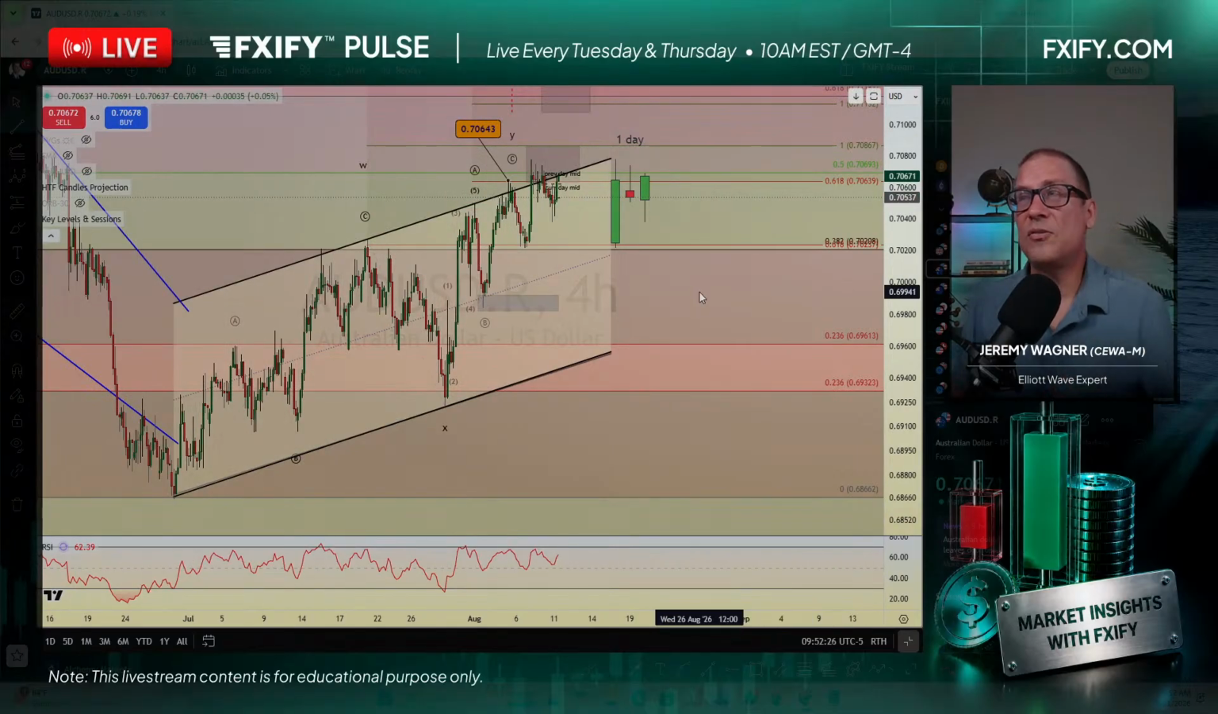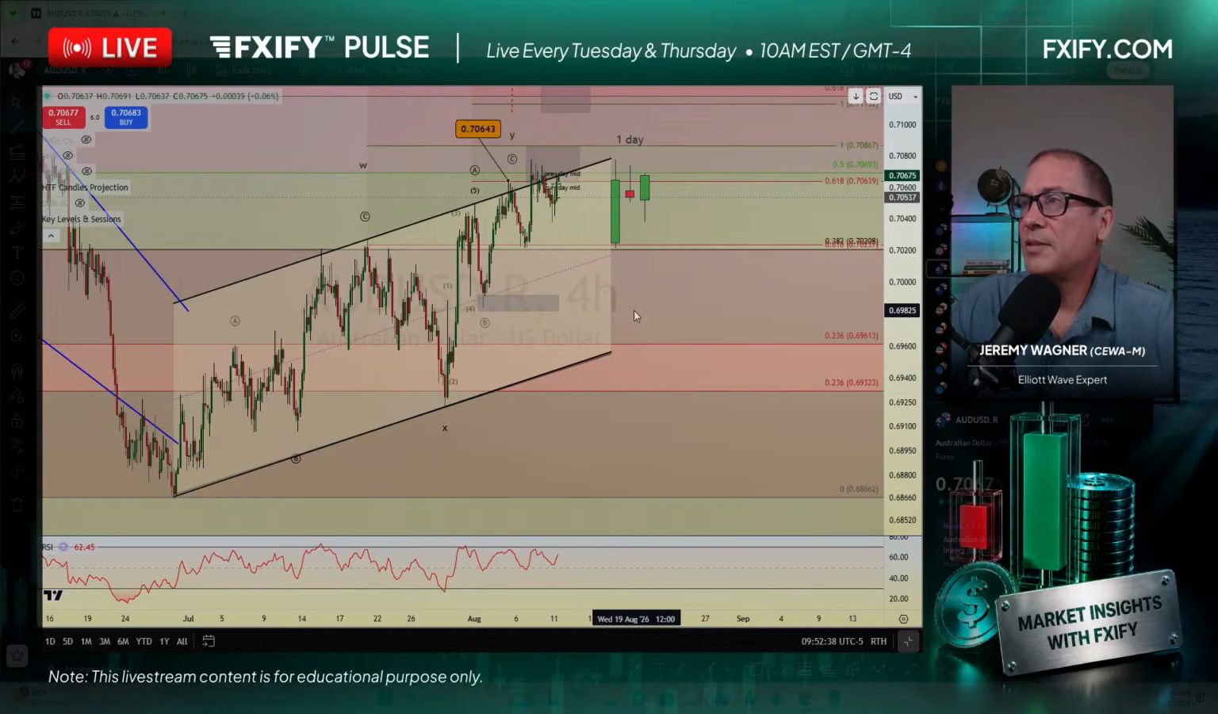So Aussie, earlier today, the RBA came out with their rate announcement. They decided to hold rates steady. And as a result, we got a little bit of a bump higher here on Aussie.